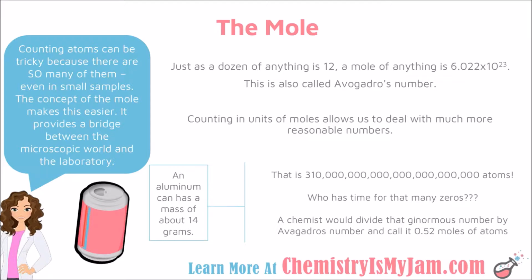It is called Avogadro's number, and it is used by chemists as a bridge between the microscopic world and the laboratory world. In the example I just gave, we could take this many atoms of aluminum and divide it by the number for the mole, and then we would say instead of this many atoms, we have 0.52 moles of aluminum. It's a much friendlier number to deal with. So by counting in units of moles, it allows us to deal with much more reasonable numbers.